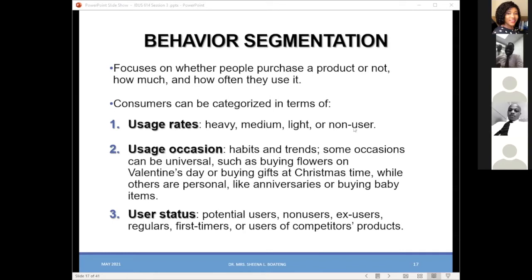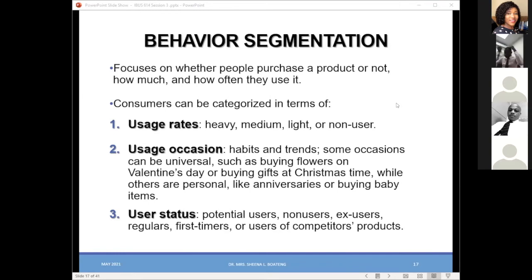So these are products that, on a normal day, people may be light to medium users of. However, when it gets to these occasions, the usage quickly jumps from light to medium, all of a sudden to heavy, to the point where sometimes we experience shortages of such products or services on the market. So when it comes to usage occasion, we can categorize different usage occasions for the products and services that we want to sell, depending on the market.